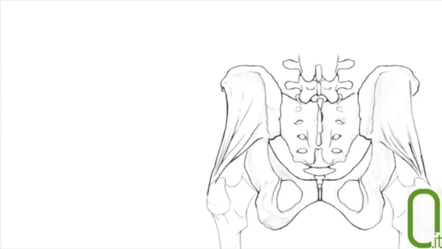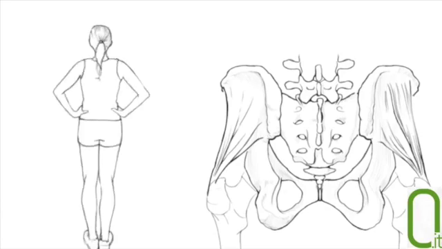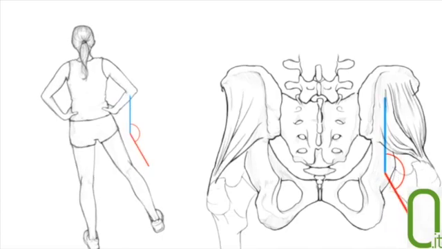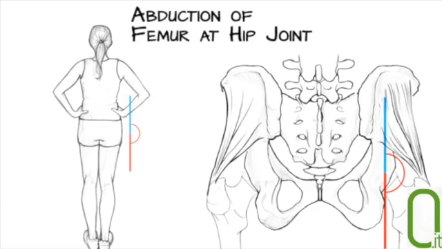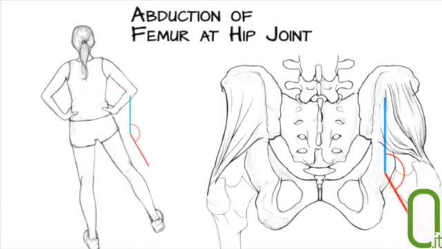Hip abduction is the responsibility of gluteus medius and gluteus minimus, both of which are attached proximally to the pelvis and distally to the femur. Typically, hip abduction is visualized as raising the lower limb away from the body in a lateral direction, thereby making the angle between the thigh and torso more acute. During this type of hip movement, described as abduction of the femur at the hip joint, the pelvis remains fixed while the femur is pulled laterally by the contraction of gluteus medius and minimus on that side.